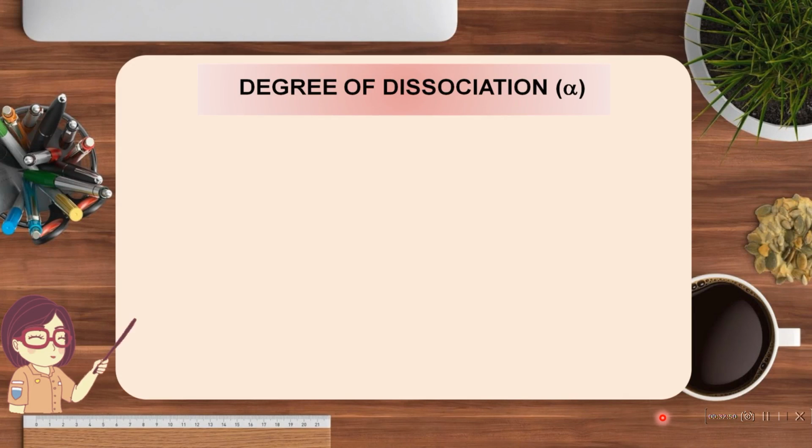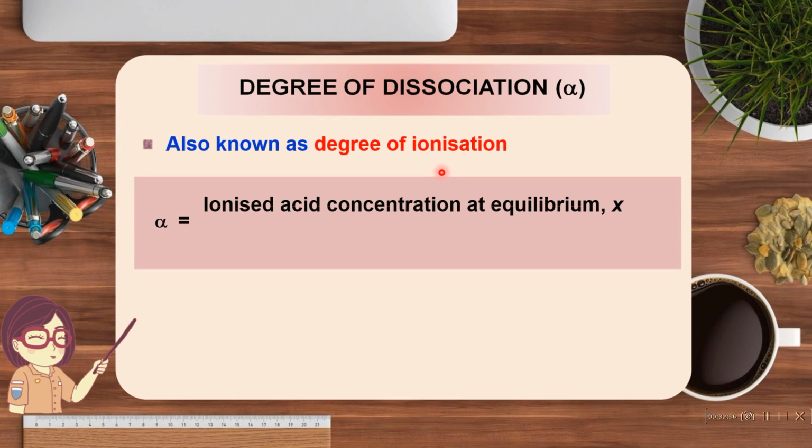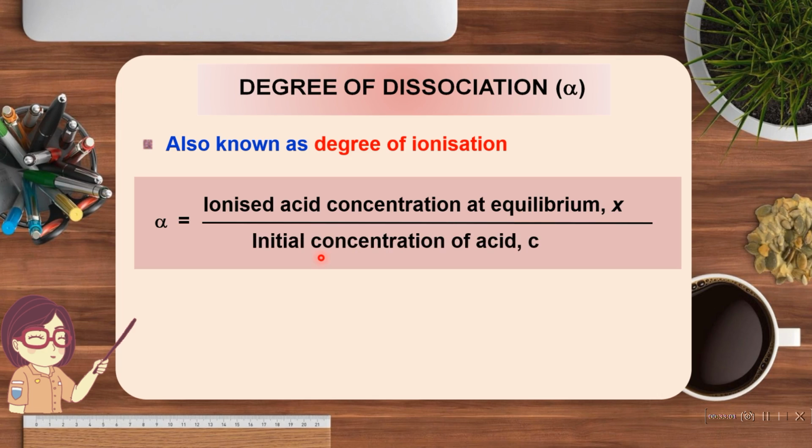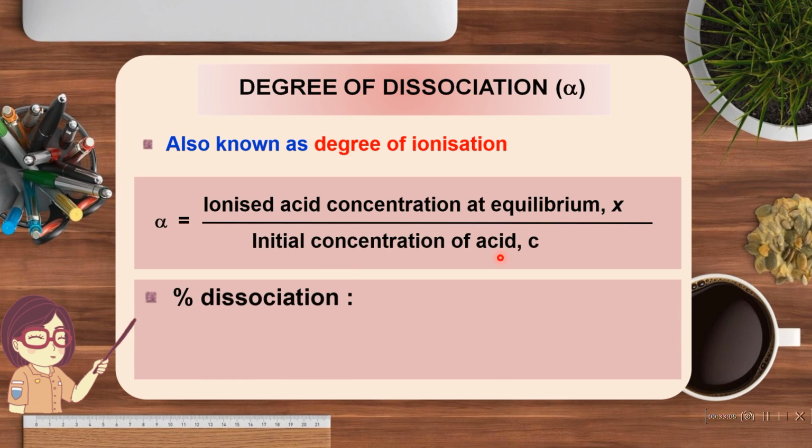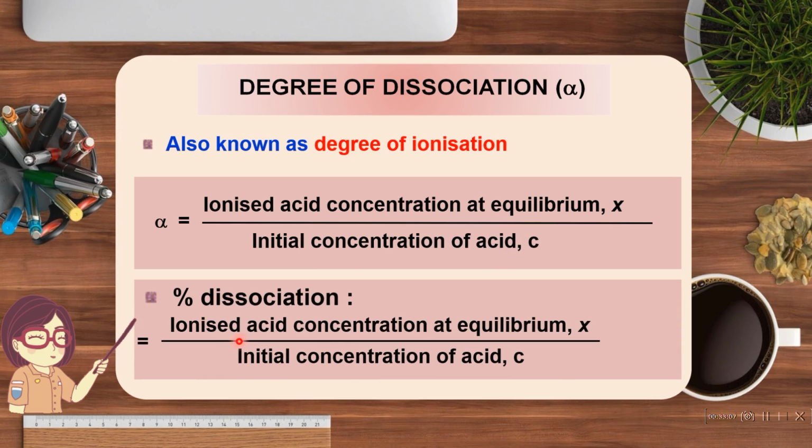Degree of dissociation, also known as degree of ionization, refers to the ionized acid concentration at equilibrium over the initial concentration of acid, and percentage dissociation refers to the ionized acid concentration at equilibrium over the initial concentration of acid times 100%.